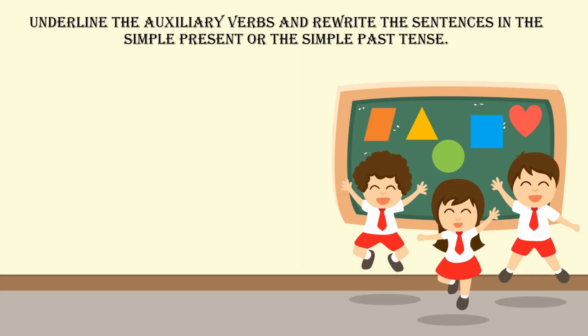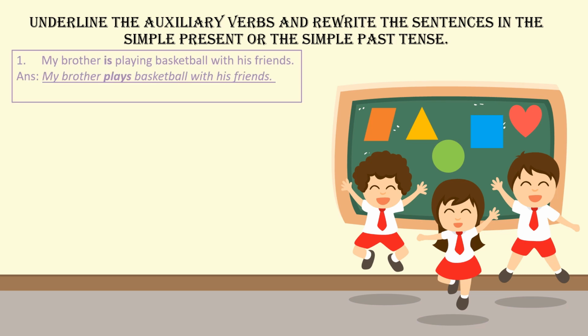Now let's go through some of the exercises to help us solve and apply what you have learned just now. Underline the auxiliary verbs and rewrite the sentences in the simple present or simple past tense. An example has been given to you. My brother is playing basketball with his friends. The answer would be, my brother plays basketball with his friends.